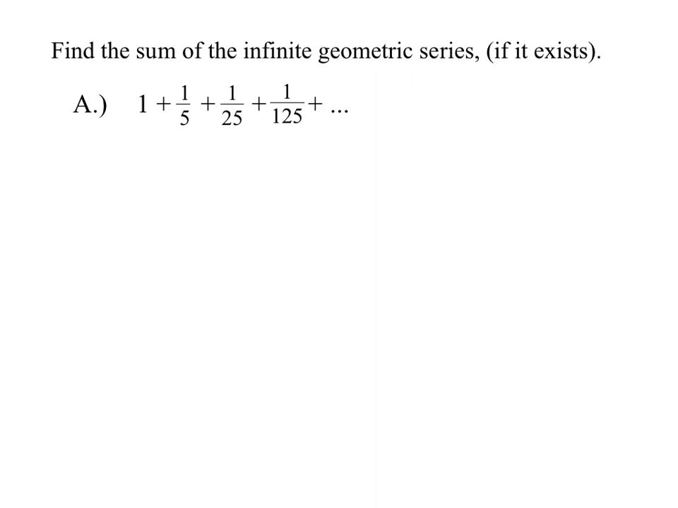All right, so let's look at our first example here. Find the sum of the infinite geometric series if it exists. First we have to find our common ratio and determine if it exists. If it's going to be converging, we call it that. So let's look at this series. We go 1, 1/5, 1/25. So your common ratio, or what you're multiplying by every time, is 1/5. Then we have to check: is the absolute value of 1/5 less than 1?